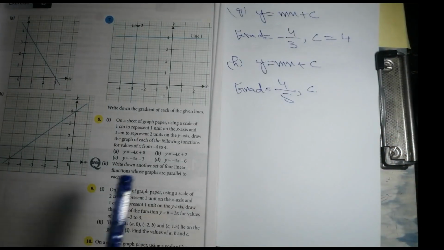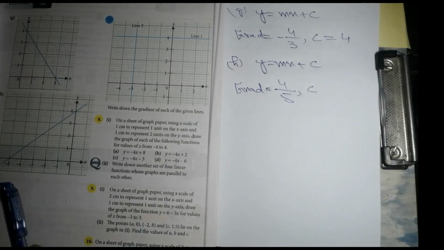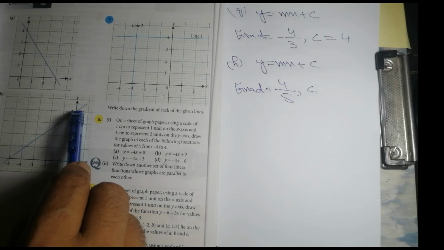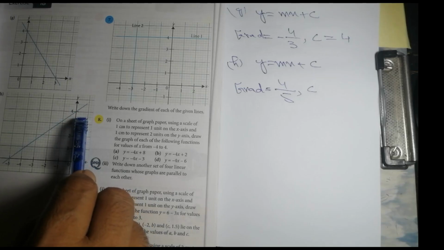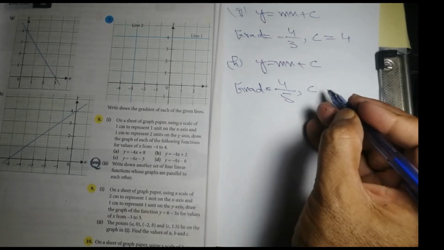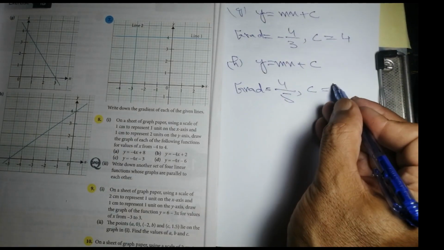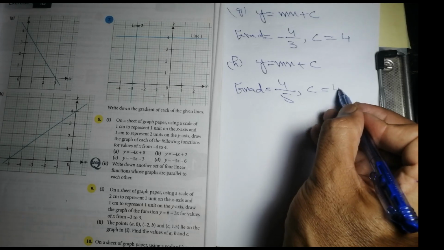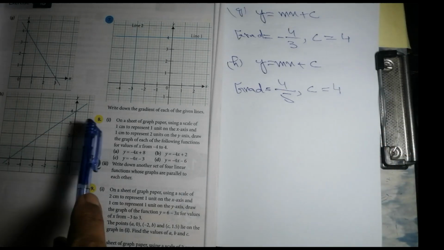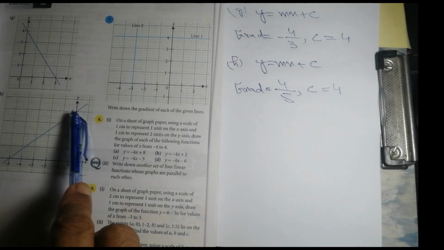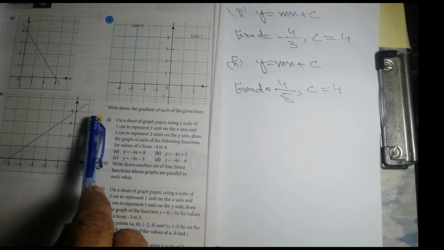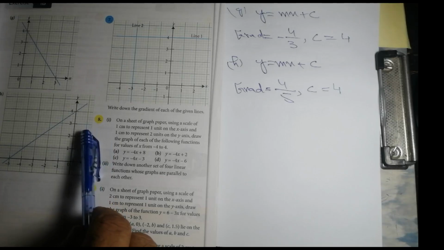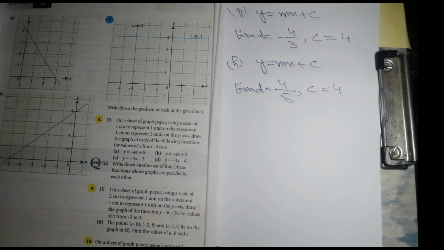And what about the y-intercept? So the y-intercept will be here. Its coordinates are 0 and 4. So the y-intercept is 4, the y coordinate. For every point there are two coordinates, the x coordinate and the y coordinate. So for the y-intercept we only take the y coordinate.